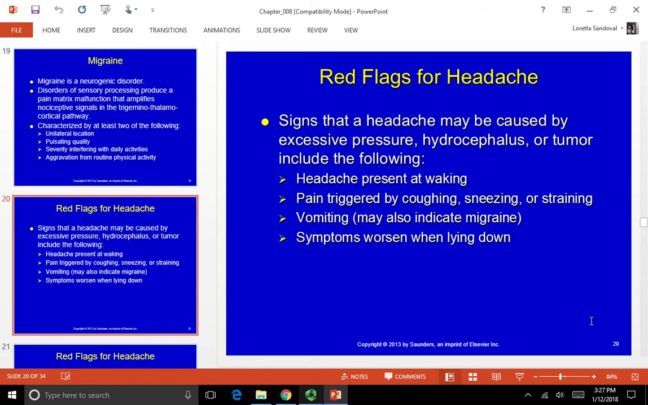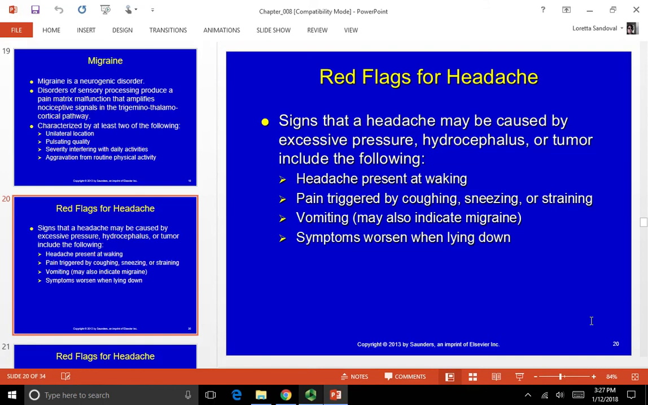So what we're looking for in the red flags for headaches: someone comes into PT and we want to make sure that the headache is not caused by something that they need immediate medical attention for. The headache can be caused by excessive pressure in the brain, hydrocephalus, which is excessive fluid in the brain, or a tumor. These are the red flags for that.